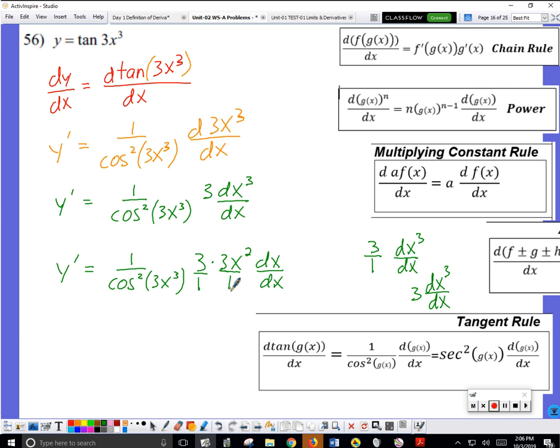Wait, what rule did you use to get the 3x squared at the very end? Power rule. Yeah, so this 3, Kenzie, went to here. Now I've got x cubed. So in the power rule, my g is now x, and the n is 3. And you see it. Other hands?